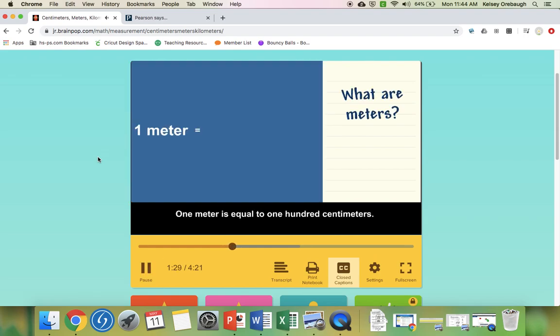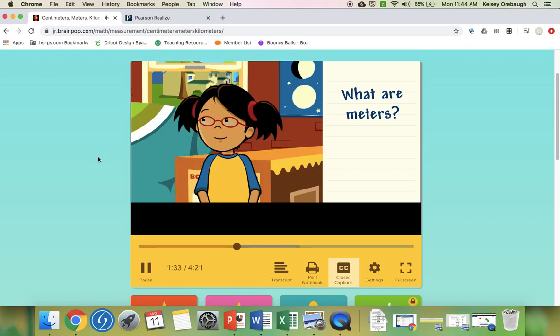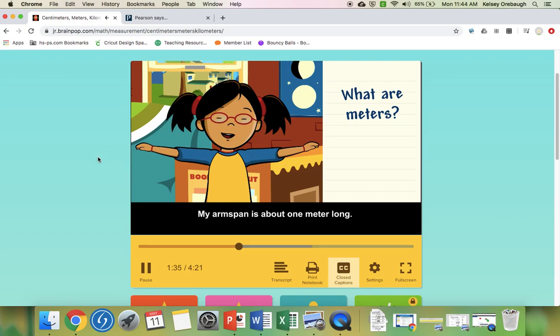1 meter is equal to 100 centimeters. My arm span is about 1 meter long.